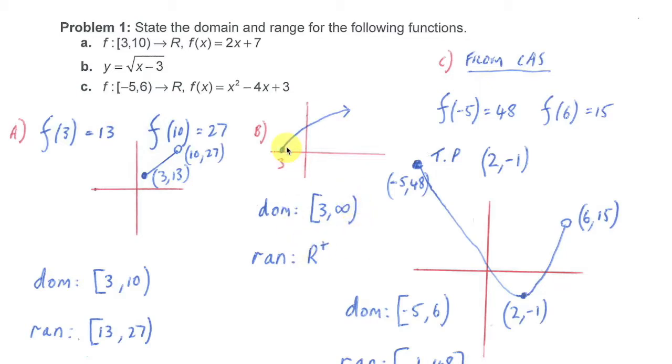The range are the y values, so we're looking at all of the y values for this. I've incorrectly written R plus. That would represent all the real numbers that are positive. It should be R plus in union with the set that contains the element 0. So you just need to amend your notes there. Apologies for that. Or you could simply write that y is greater than or equal to 0.